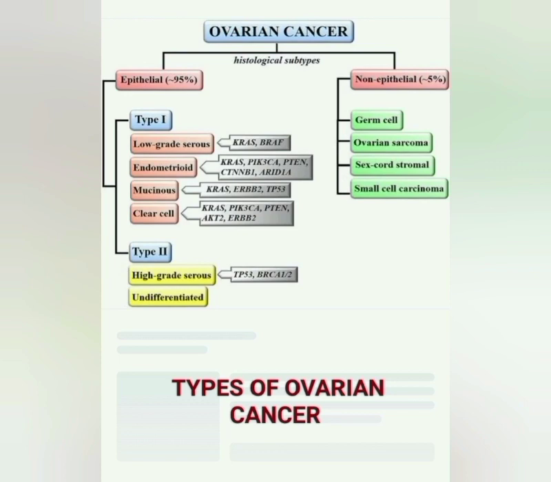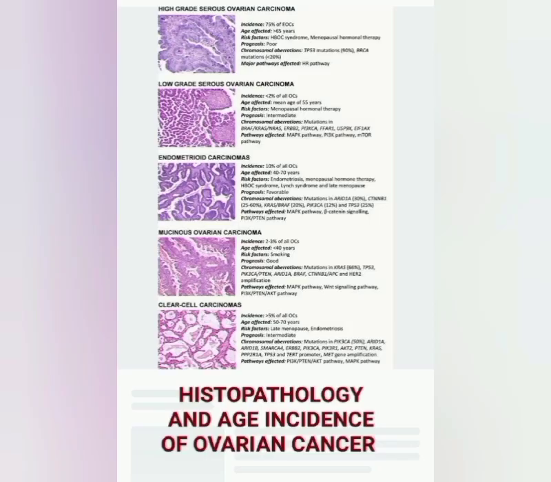Now we have talked about different types of tumors. First, we discussed that these can be epithelial or non-epithelial. If we talk about the epithelial, mainly these are serous. About 70% of cases are serous carcinomas. They can be either low grade or high grade. And the endometrioid are in 2 to 10% of the cases, and they can arise from endometriosis.